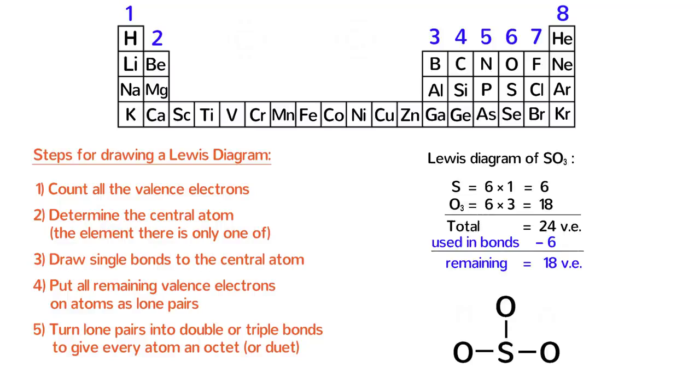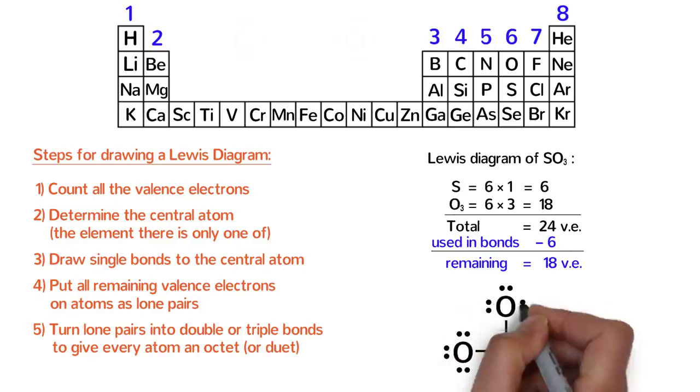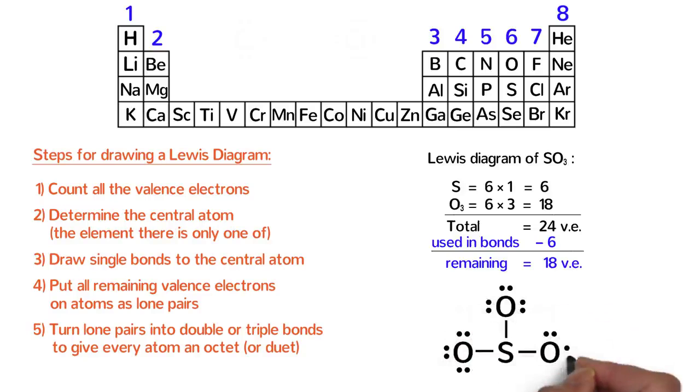We now put those remaining 18 valence electrons on atoms as lone pairs. Count by 2s when adding them. 2, 4, 6, 8, 10, 12, 14, 16, and 18 valence electrons. That's it. We've now used up all of our valence electrons. Step 5. First pause the video and check to see if any atom does not have an octet or duet. That's right, the sulfur is unhappy because it only has 6 valence electrons.